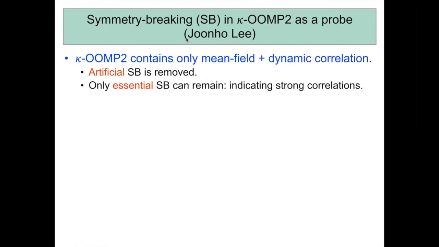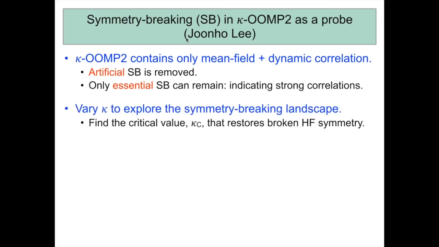So kappa MP2, we've removed strong correlation, and what's left is mean field and weak or dynamic correlation. We've taken out artificial symmetry breaking by optimizing the orbitals with dynamic correlation. Therefore, only essential symmetry breaking should remain, and its presence would then indicate the presence of strong correlations. And that means that we can, in fact, scan the kappa parameter to explore a symmetry breaking landscape.